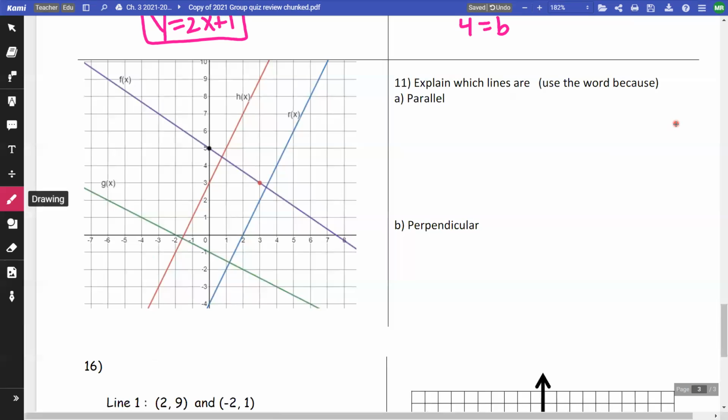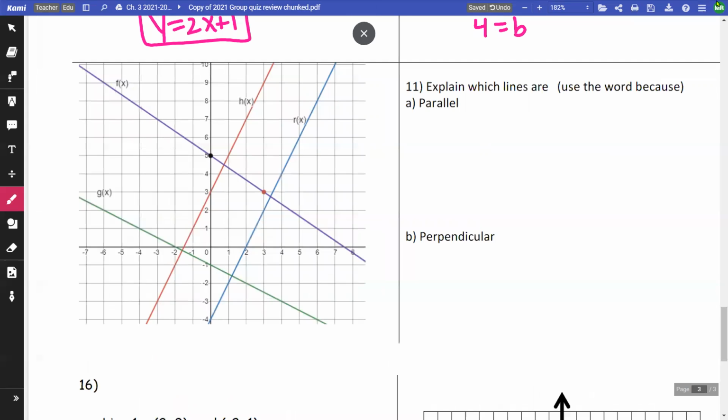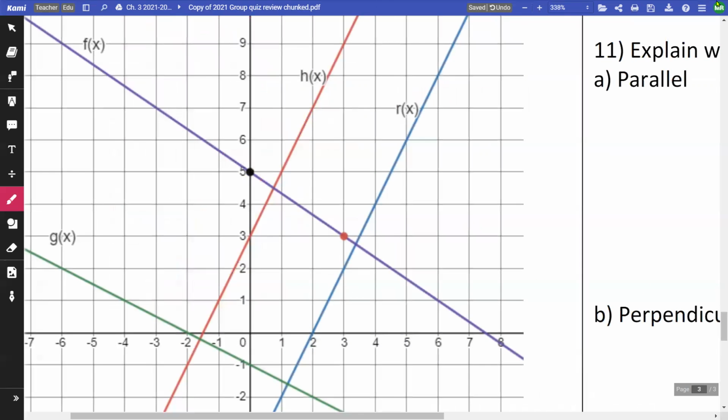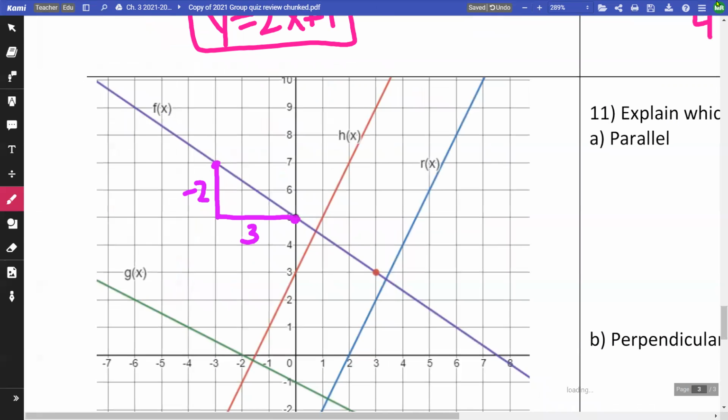Okay, so on this problem, explain which lines are parallel and perpendicular. So first thing I'm going to do is find the slope of each of these. So for this one here, this is a nice point, and maybe this is a nice point. So I'm going like this. It's negative, so I'm going to put my negative here, -2/3. So f of x, let me just write it here. f of x has a slope equal to -2/3.